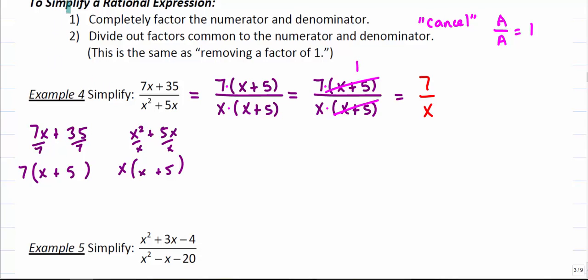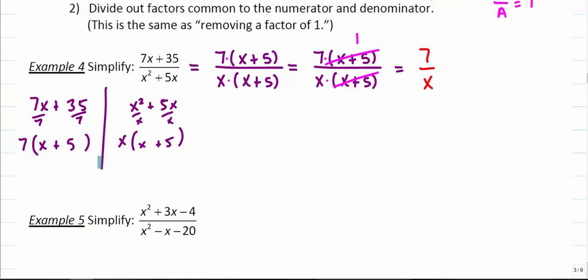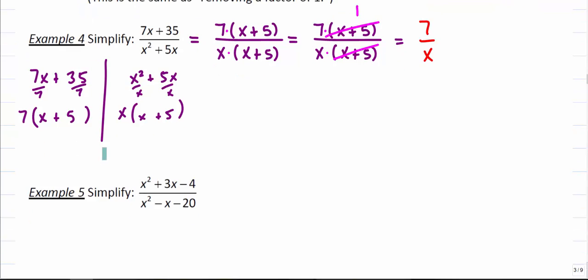But that's the strategy. Factor the numerator, factor the denominator, and then divide out your common factors. All right. Example 5.